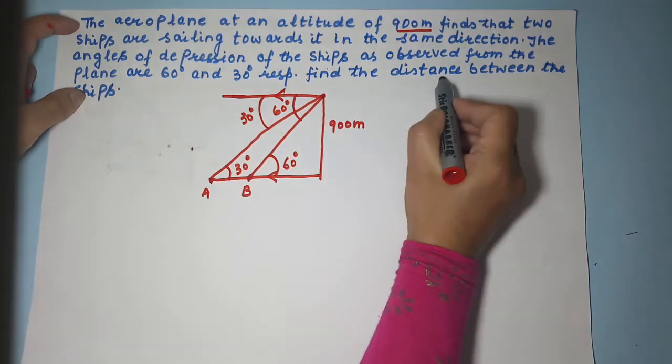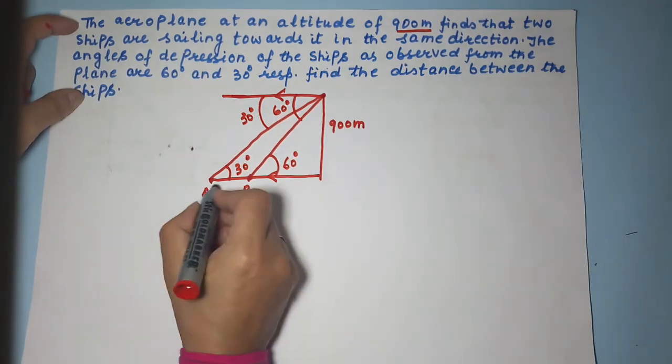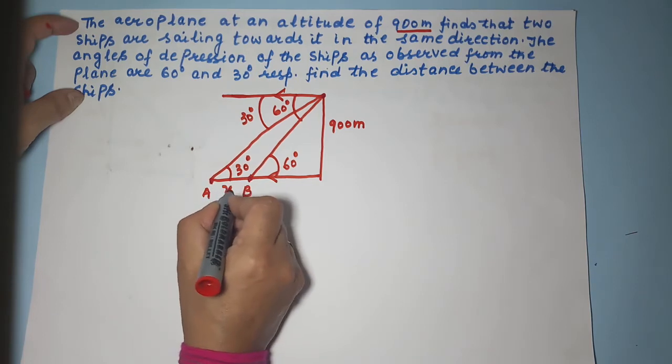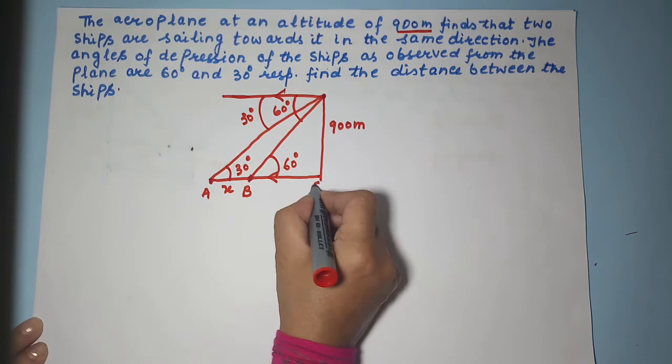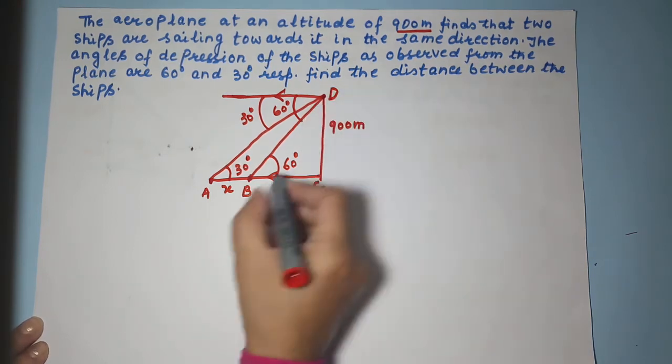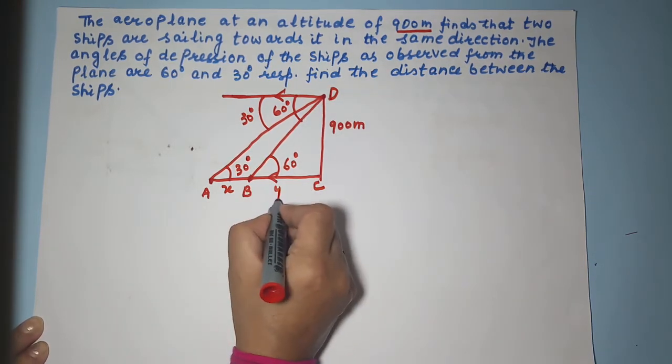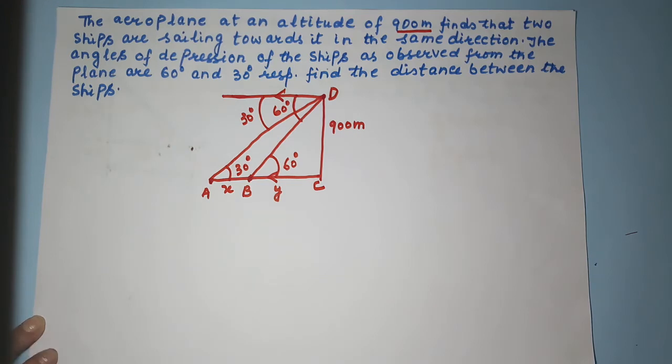He wants us to find the distance between the ships. That means this distance we have to calculate. Let this distance be x, and let's call this C and let this be D. This distance, let this be y.